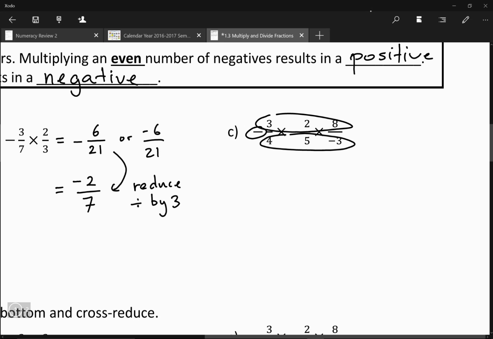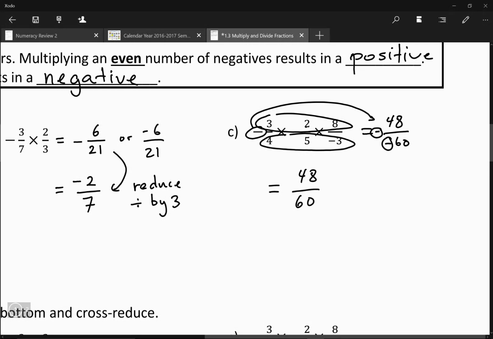So here it is. I'm going to do 3 times 2 times 8. You can use a calculator for this. So 3 times 2 is 6 times 8 is 48. And on the bottom I have 4 times 5 times negative 3, which is 20 times 3, which is 60. So negative 60 here. I have a negative sign in front originally from here. And so I have negative 48 over negative 60. The 2 negatives cancel each other out. And so I have 48 over 60.